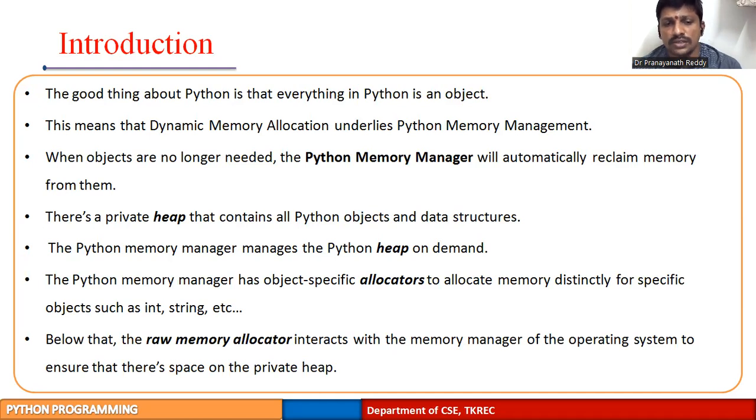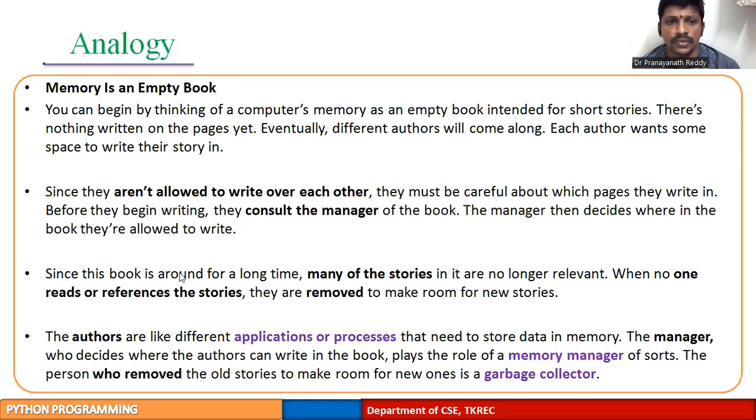Here the raw memory allocator interacts with the memory management of the operating system to ensure that there is space on the private heap also. If you want to understand how memory management works, we will compare it with a real-time scenario. Assume computer memory is an empty book to write some short stories. We have multiple authors who can write small stories in that particular book.